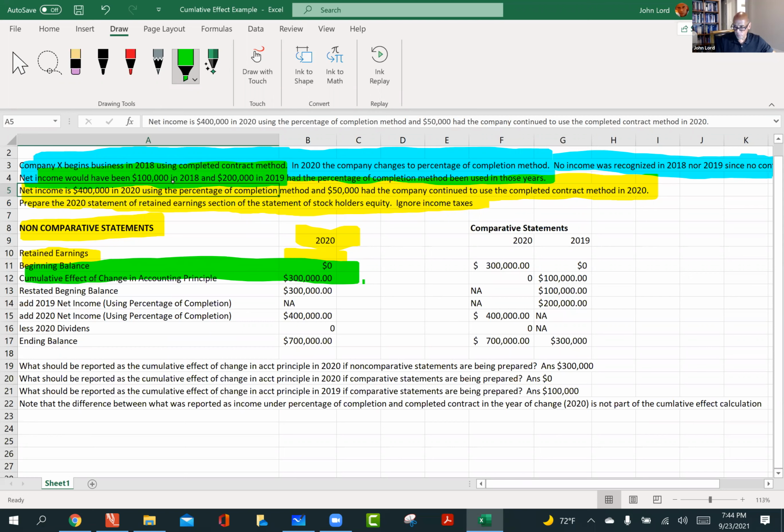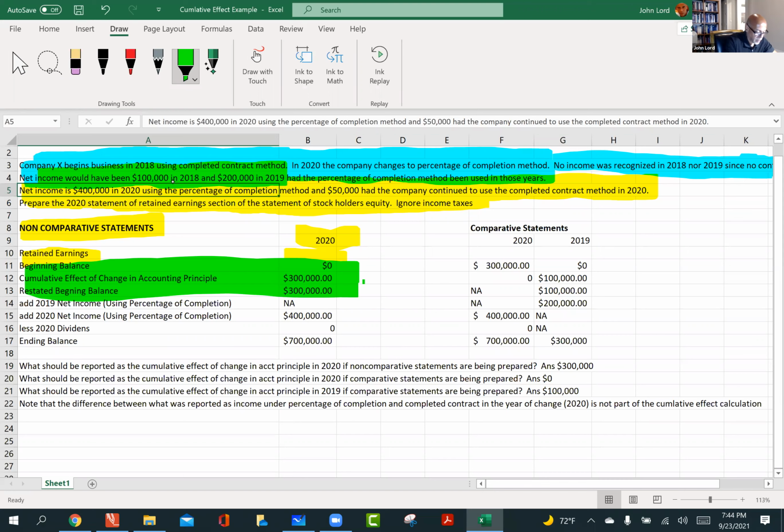What my income would have been in 2018, 2019, had I used percentage of completion. So versus 0, it would have been 100 in 2018, 100 in 2019, total 300,000. And that's the adjustment. Okay. So that now gives me my restated balance for my retained earnings. Okay. And then what happens?